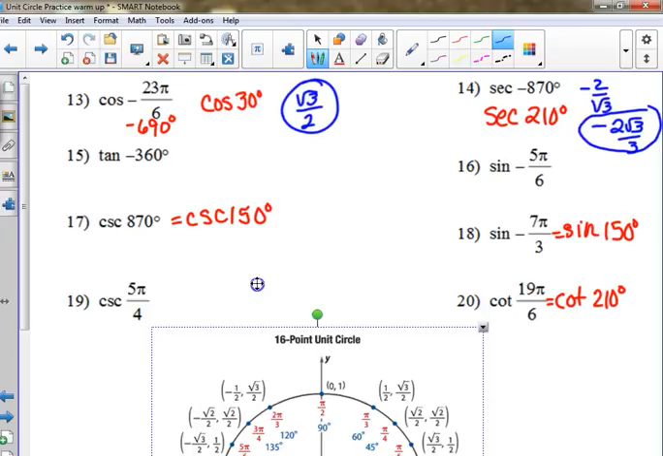Becca, pick one. Okay. So the ordered pair at negative 360 is 1, 0. So when we put y over x, we get this, which is indeed 0. Good job.